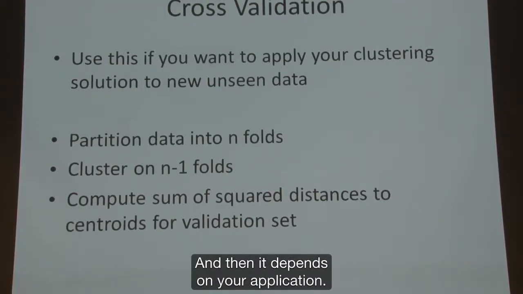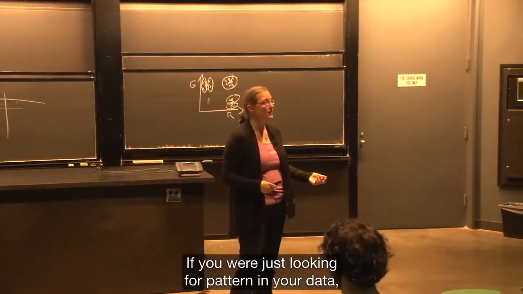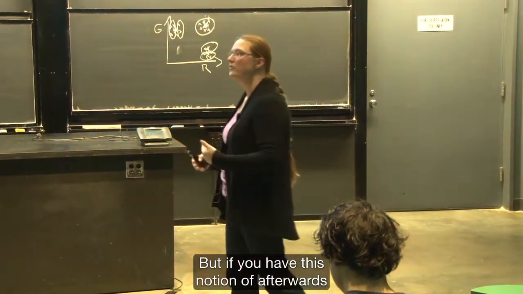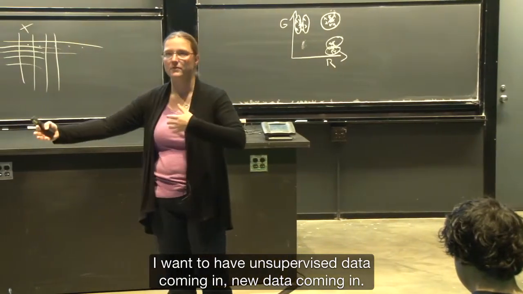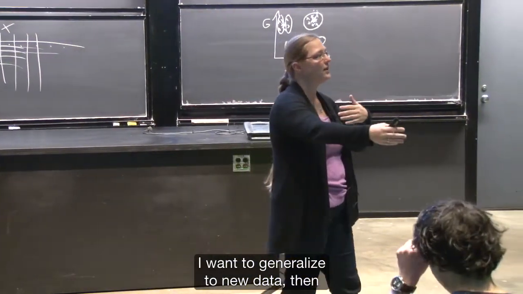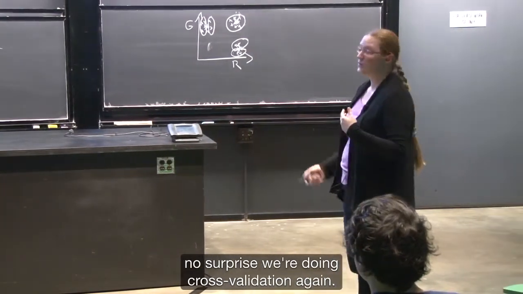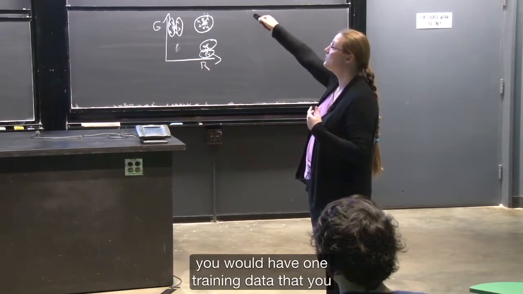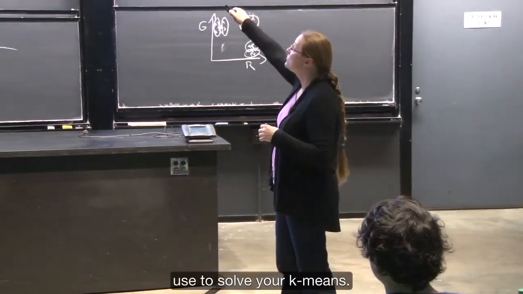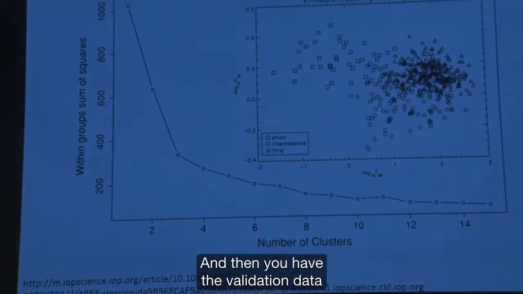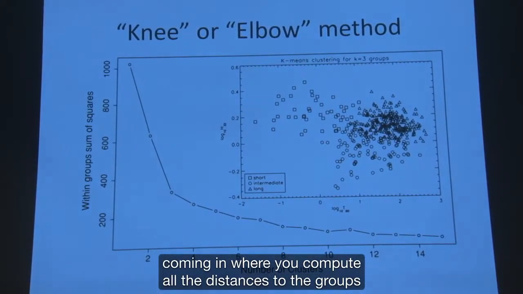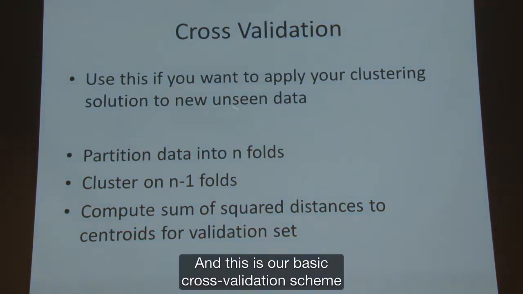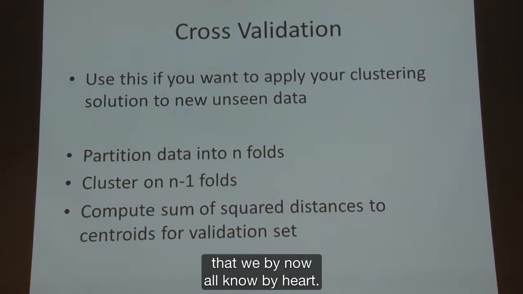And then it depends on your application. If you were just looking for a pattern in your data, you can just do this directly on all the data you have. But if you have this notion of afterwards, I want to have new unsupervised data coming in, and I want to generalize to new data, then no surprise, we're doing cross-validation again. So instead of using the same data to compute this within group sum of squares, you would have one training data set that you use to solve your k-means, and then you have the validation data coming in, where you compute all the distances to the groups that you just identified. So it's the same idea. And this is our basic cross-validation scheme that we by now all know by heart.